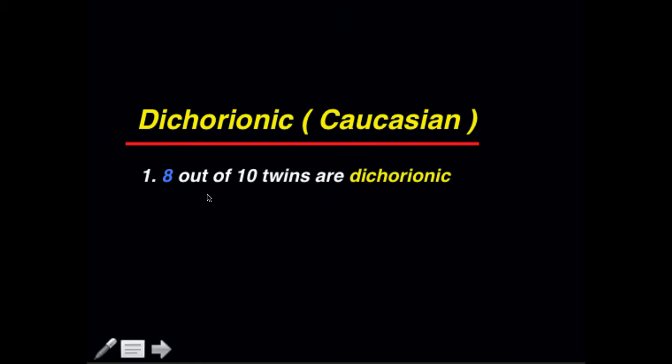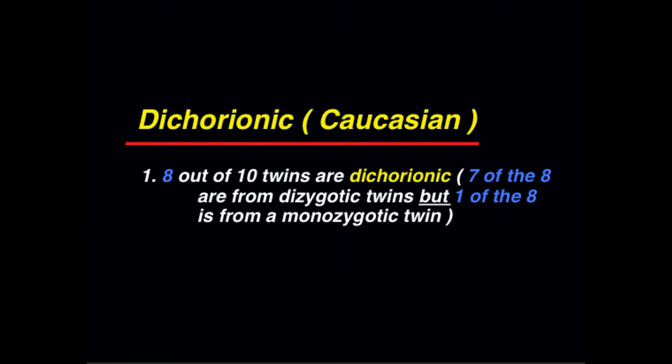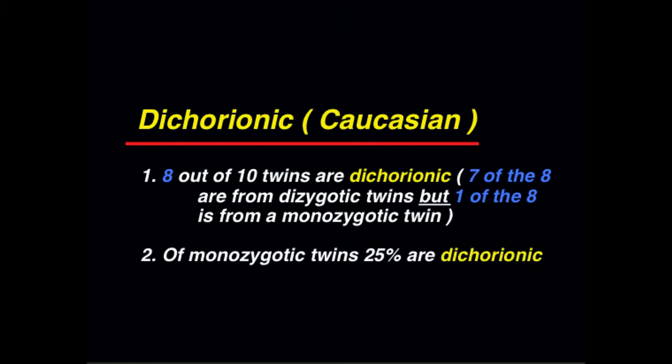So in 8 out of 10 twin pregnancies, each has its own placenta, so 8 out of 10 twins are dichorionic. Now, importantly, 7 of these 8 are from dizygotic twins, but 1 of the 8 is from a monozygotic twin. If you look at it from the perspective of monozygotic twins, 1 in 4 are dichorionic.